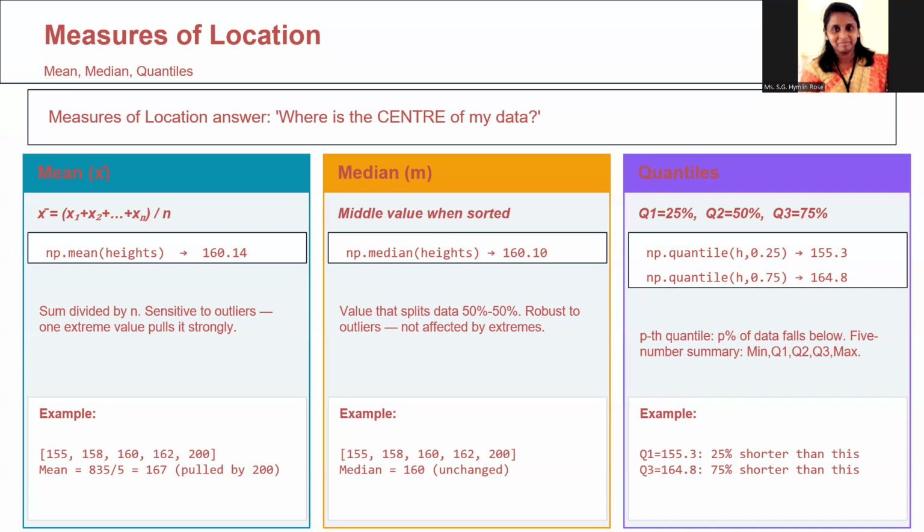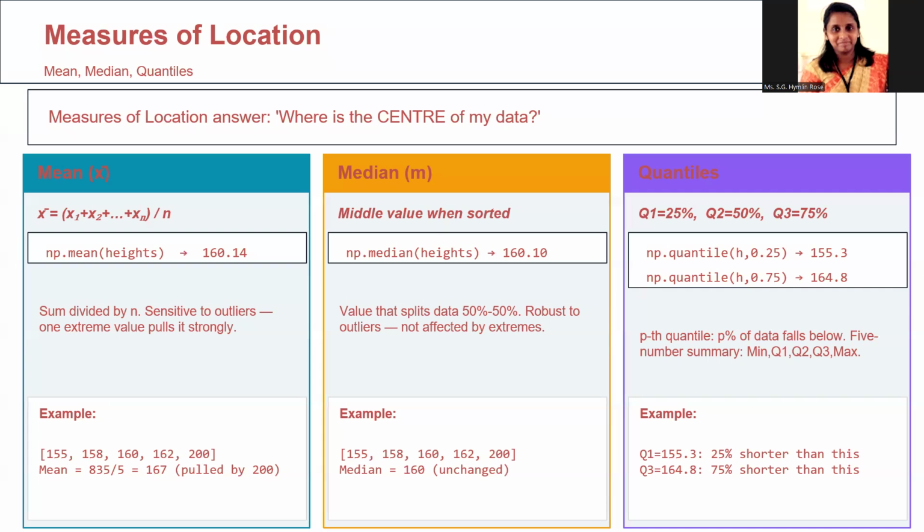What is the 25th percentile? 25% of data values fall below this point. The 50th percentile means this is the median: half of the data lies below it and half above. The 75th percentile means 75% of the data falls below this point.